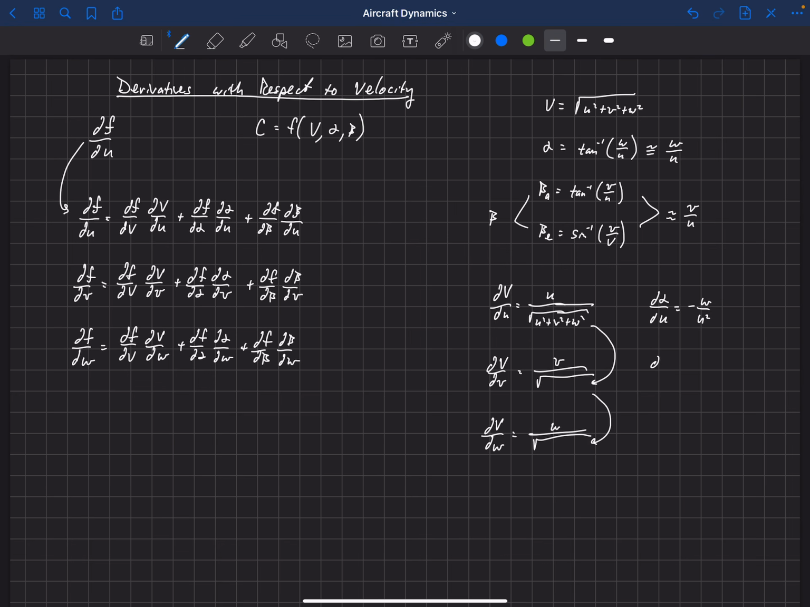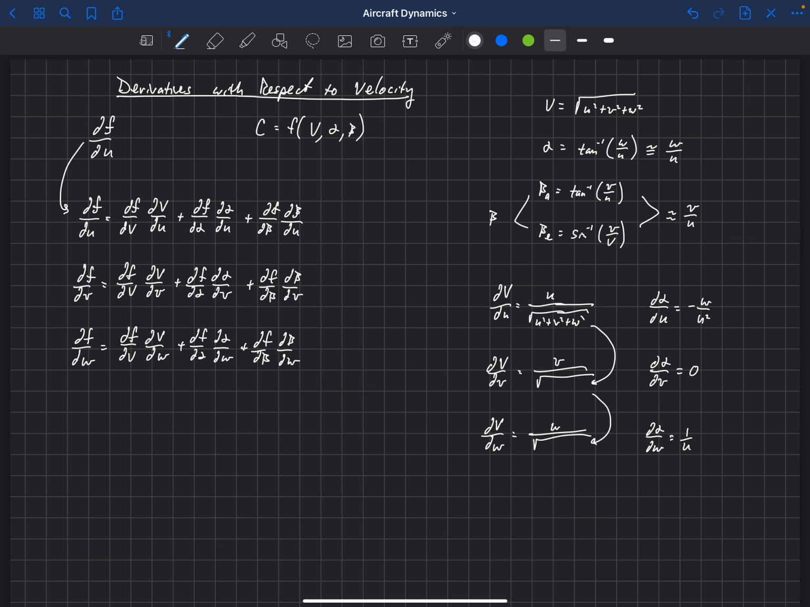The derivative of, let's see, d alpha dv, little v here, is equal to 0 because alpha doesn't depend on v, right? And then d alpha dw, take that with respect to w, and we just get 1 over u, all right?